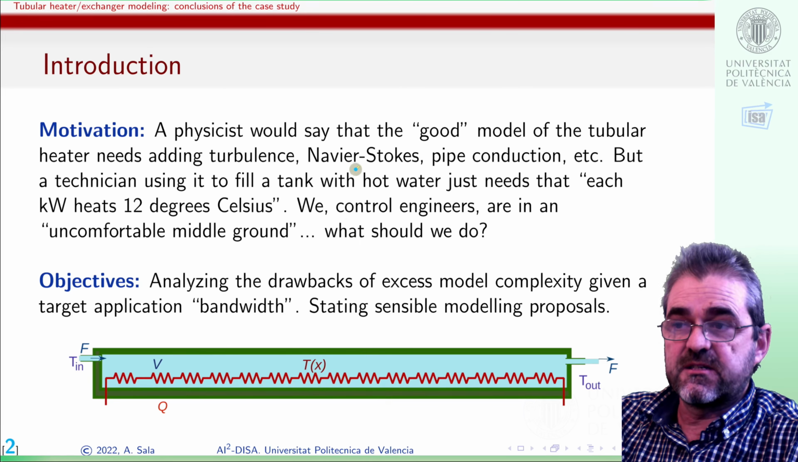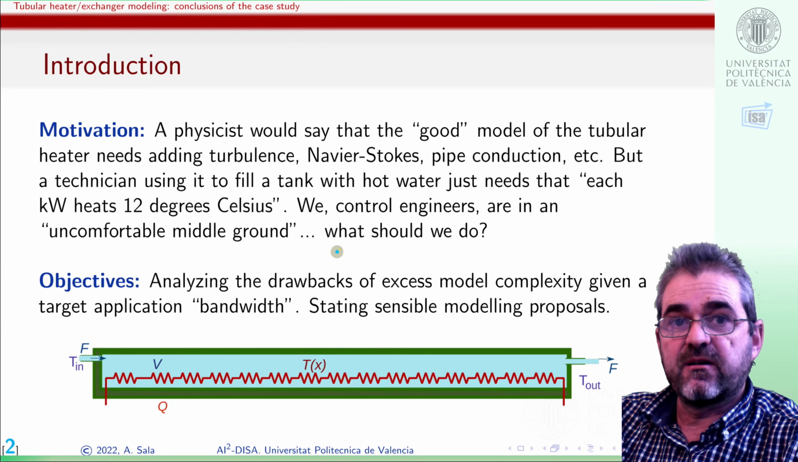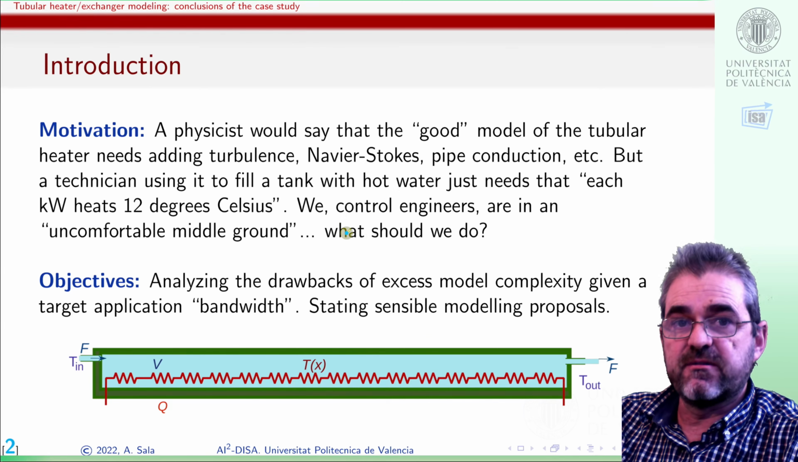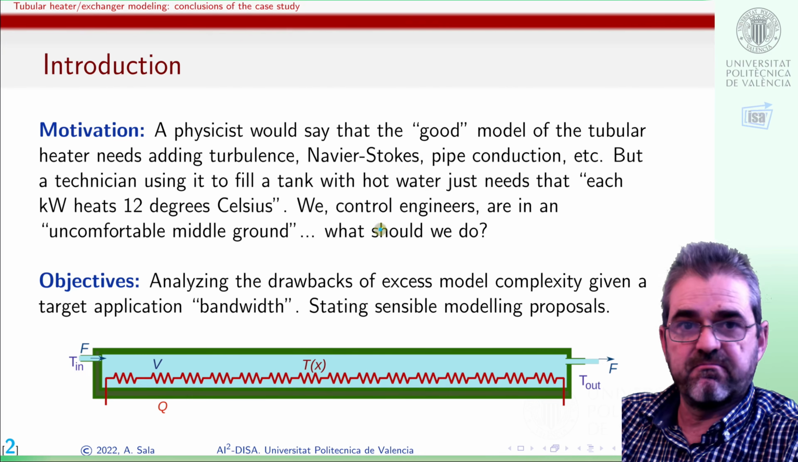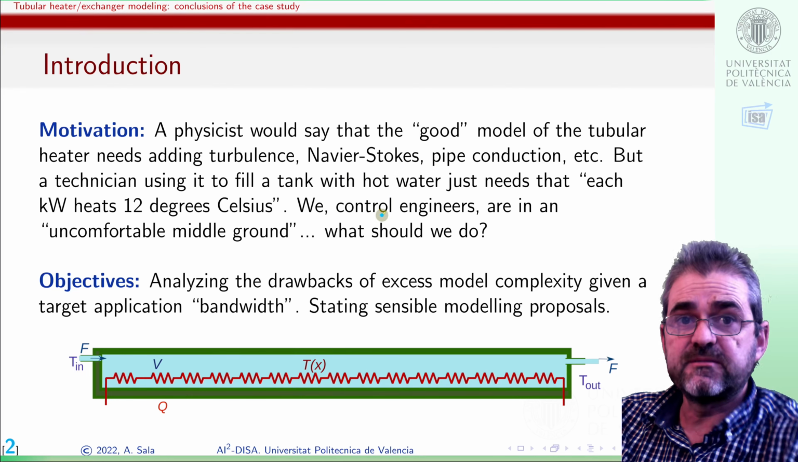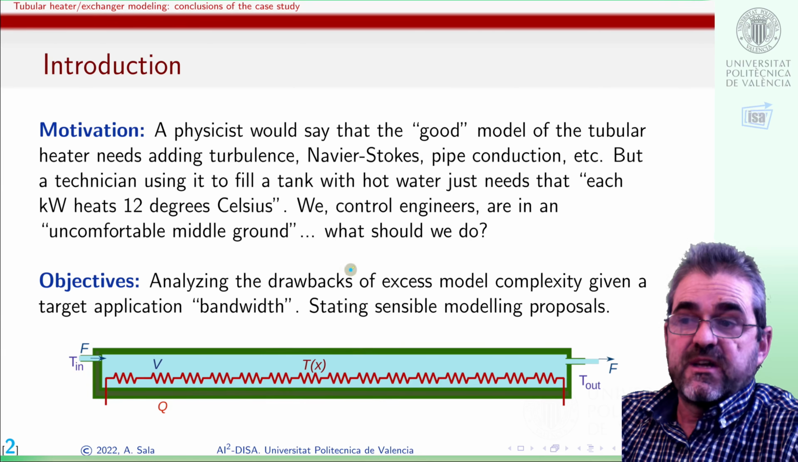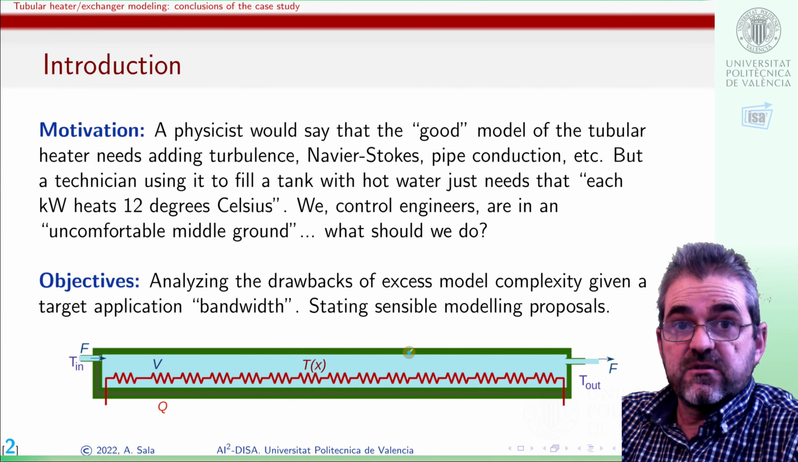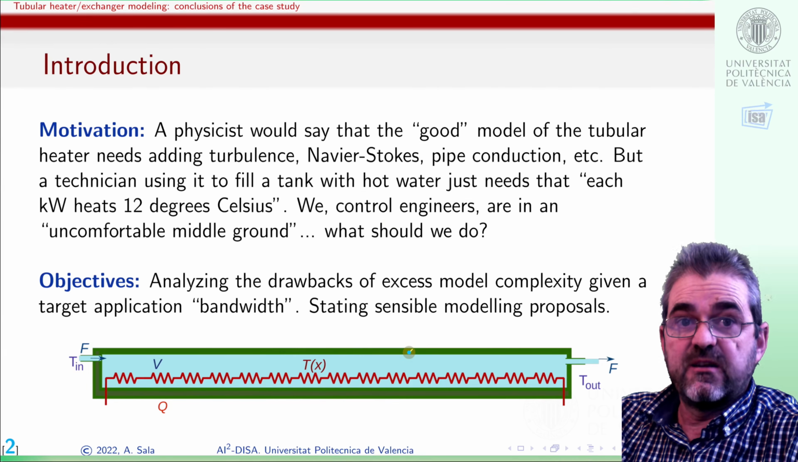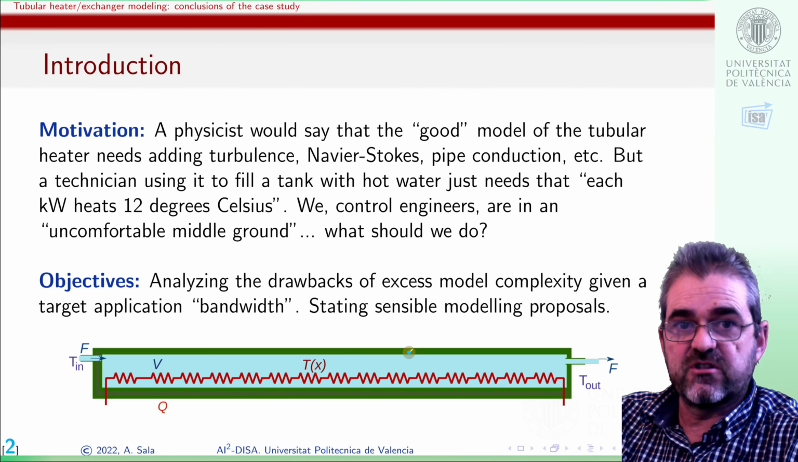So if we ask a physicist, he would say that our proposals are just simplistic and there are many other things to take into consideration to get an accurate model of this thing. Turbulence, Navier-Stokes, partial differential equations for heat conduction. However, if this is just a part of something that fills a tank with hot water and we ask the technician what model we need to operate this, then he would just say that, for every kilowatt you increase, 12 degrees Celsius the water temperature. So we have just a proportionality.